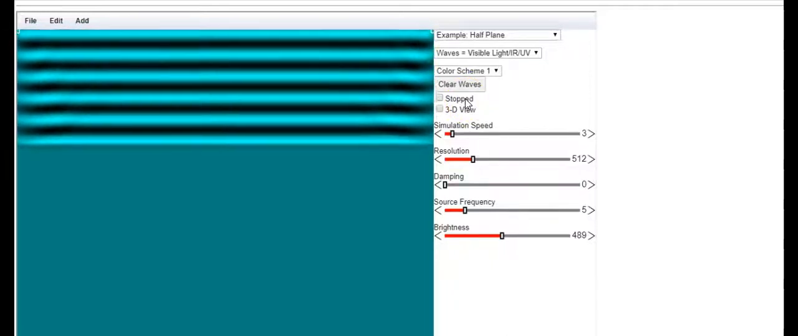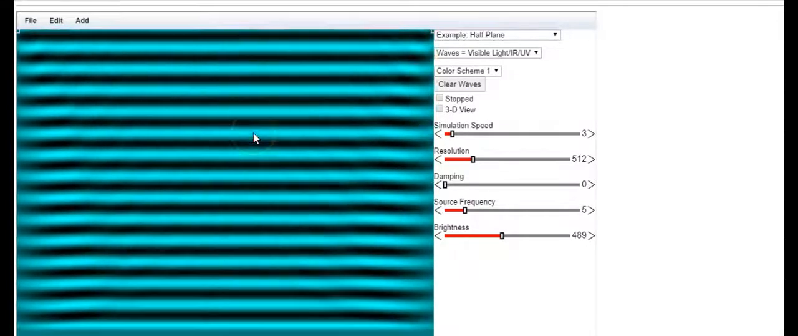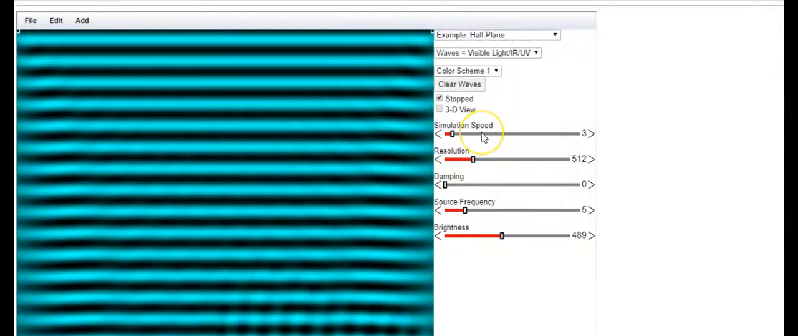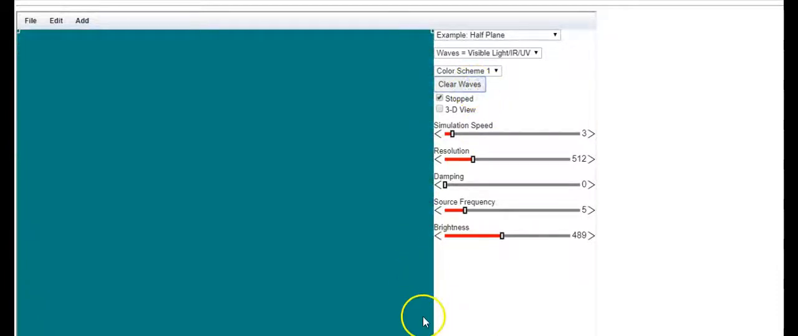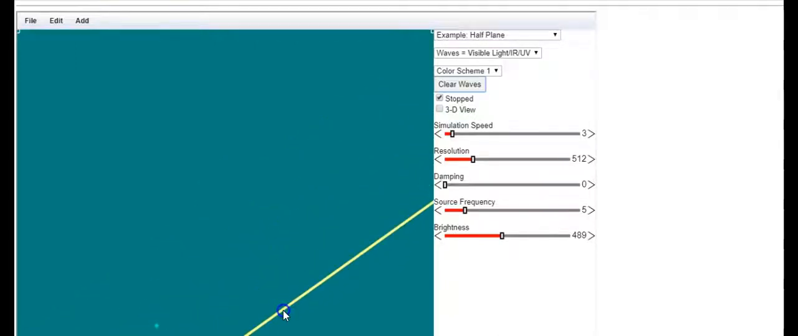Alright, so here they are. Each of these black and light blue lines represents a traveling wave crest. And what I'm going to demonstrate is the law of reflection. So I will clear the waves, and I will put a boundary somewhere over here. Now when these waves strike the boundary, they will obey the law of reflection. So let's take a look at what we have.